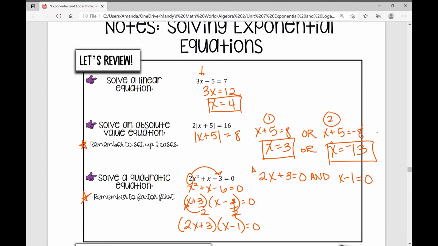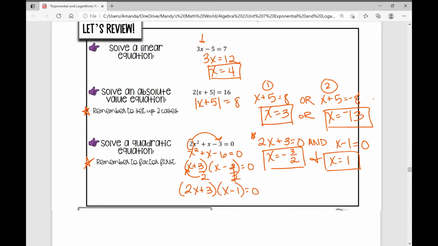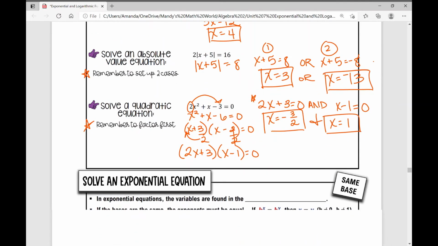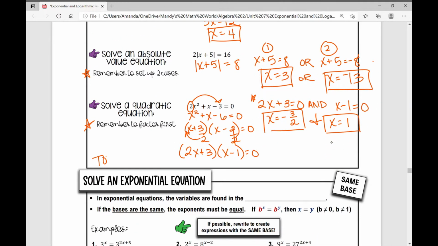And this one actually looks like that linear equation up top. Subtract 3, divide by 2, so I get x equals negative 3 over 2. And when I add 1 to both sides, x equals 1. So that's a review of some equations that we've learned how to solve thus far. And we're moving on to exponential equations. So this is today. We're going to be doing exponential equations.